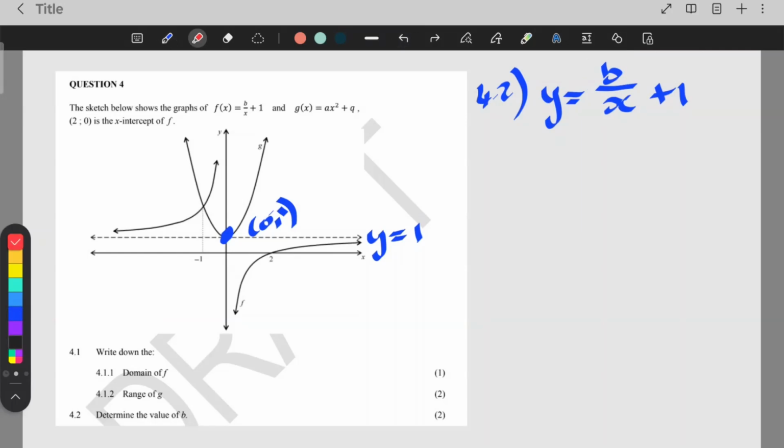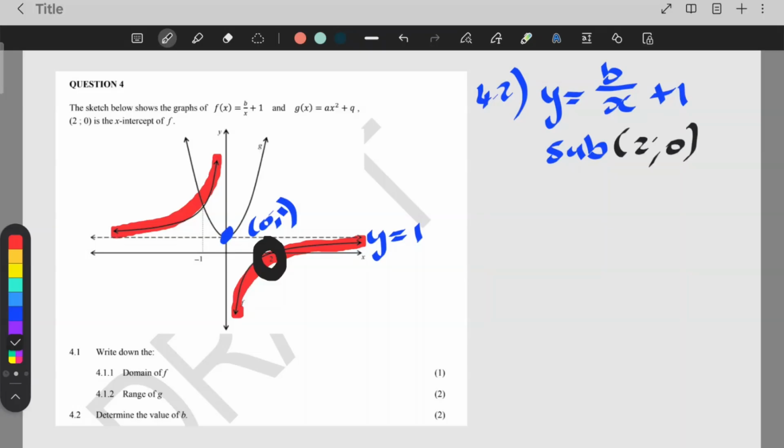So I'm going to highlight the hyperbola. It's this side and this side. So I just need a point. Okay, I can see a point. This x-intercept, that's a point. So let's write down. I'm going to substitute (2, 0) because (2, 0) is on the hyperbola. So y is 0, x is 2.